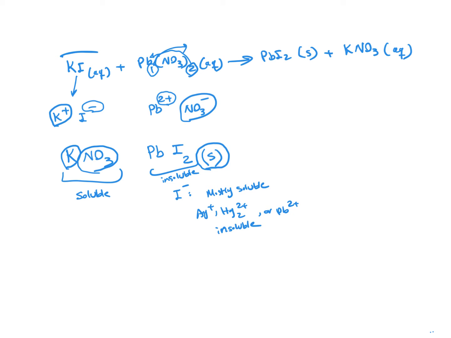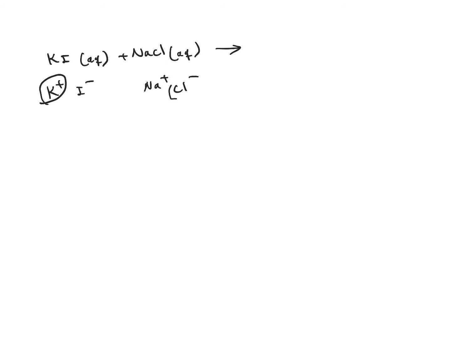Now, imagine you have KI aqueous plus NaCl aqueous, and then you want to see whether or not you have a precipitation reaction. So write the ions K plus, I minus, Na plus, Cl minus. If you are going to have a precipitation reaction, this cation reacts with this anion. So you'll be having KCl, and you'll be having NaI.